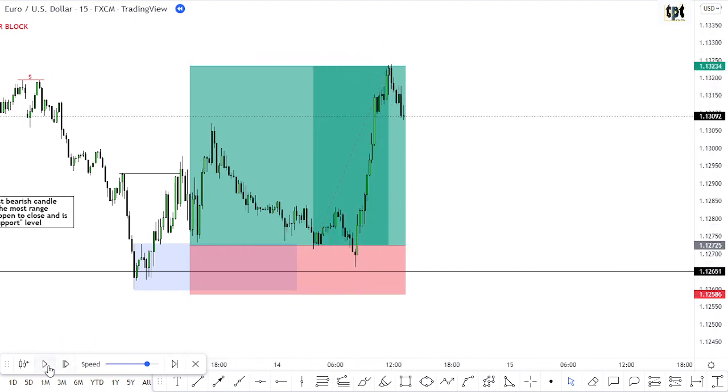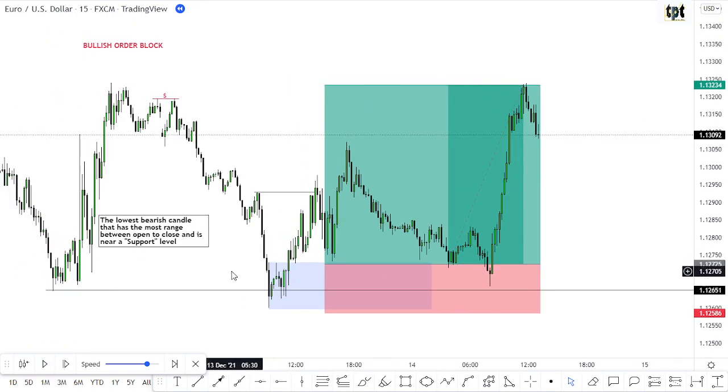So basically this is the bullish order block, and at least you must have these characteristics that I've communicated in this video and delineated and highlighted for you, to be able to choose your bullish order block correctly. It must be the lowest bearish candle that has the most range, and it should be situated near a support level to qualify as a bullish order block. And it should also be of significance, in such a way that we anticipate price to run away from it with some sort of high momentum, and it should break structure.